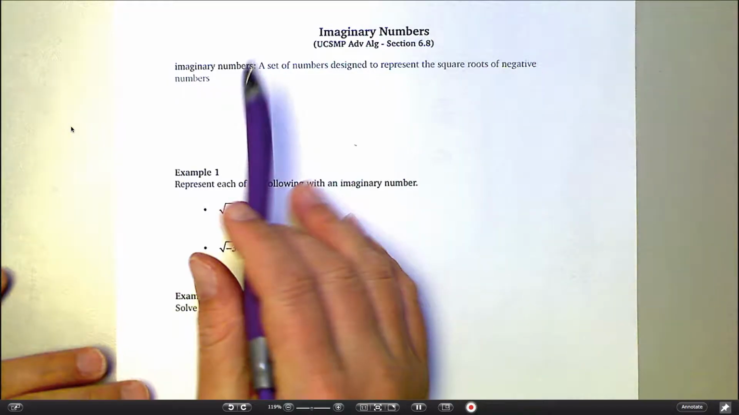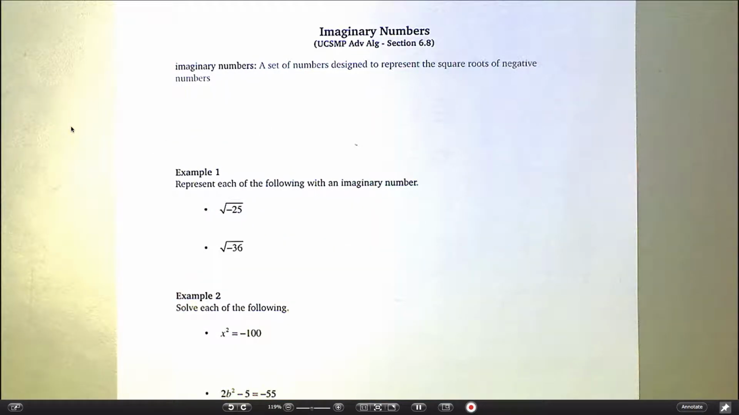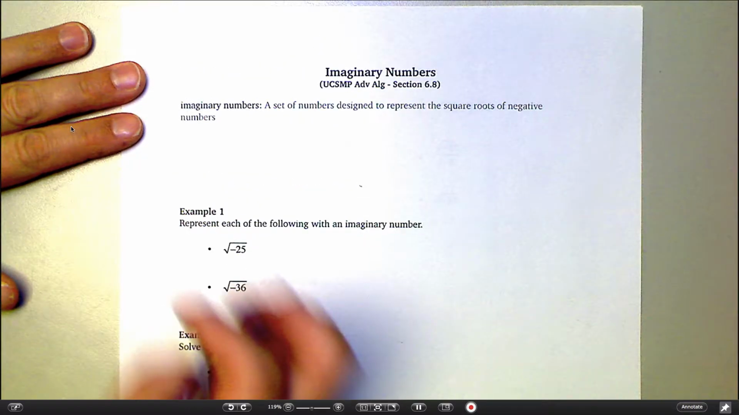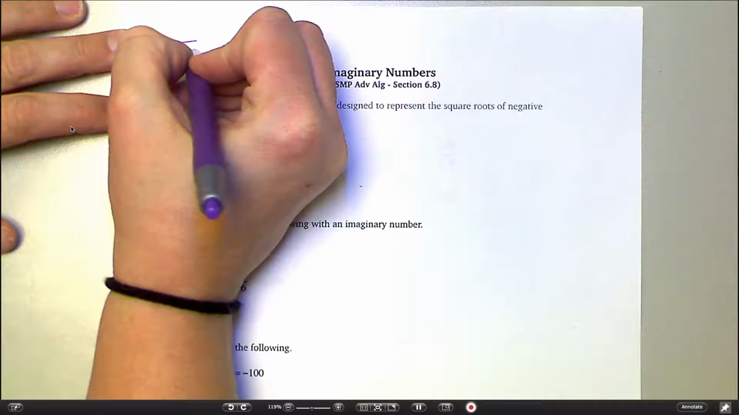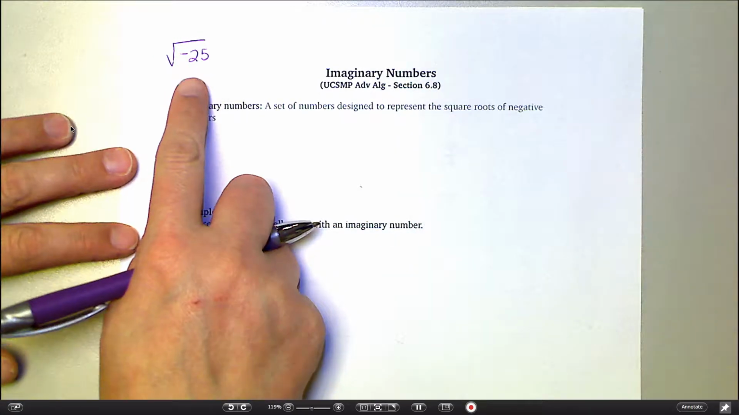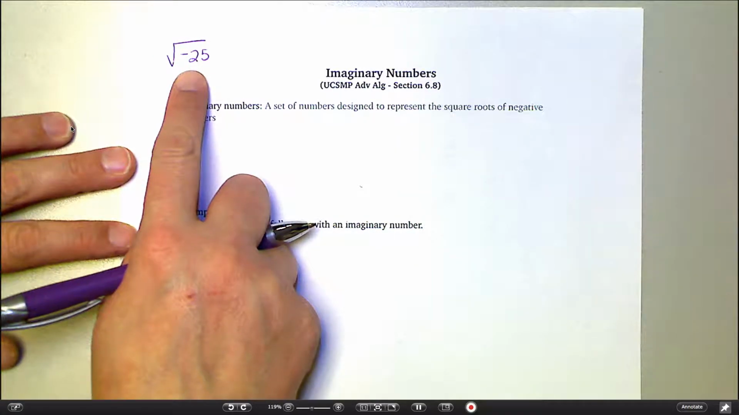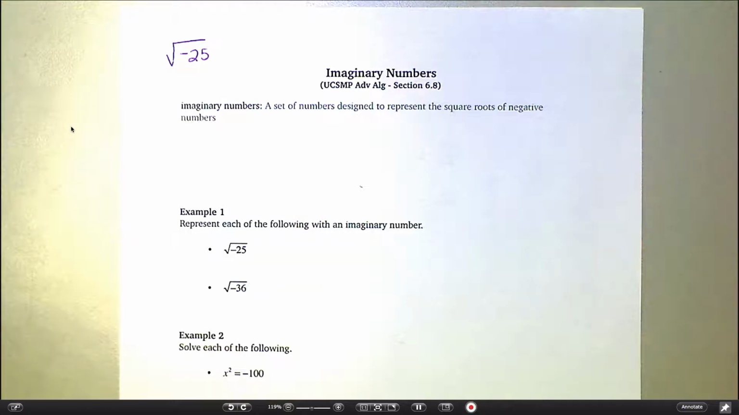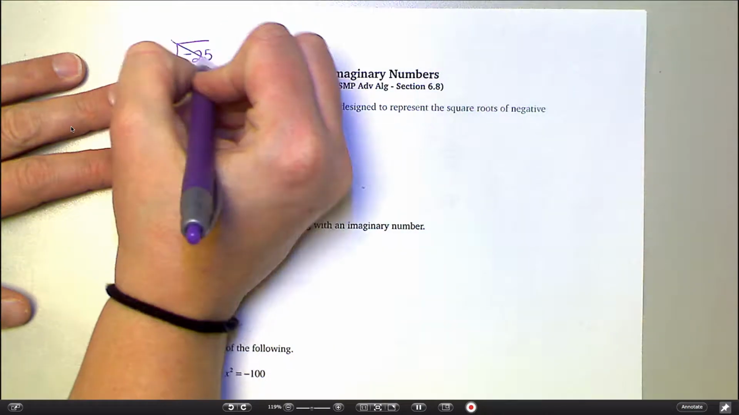There's a definition here for you to get down, but basically imaginary numbers are mathematicians' way of defining square roots of negative numbers. Okay? We've talked a lot before about how you can't take a square root of a negative number because, for example, if you think about the square root of negative 25, there's no way to write two of the exact same number that would multiply to make negative 25. Because if you had two positives, it would come out positive, and if you had two negatives, it would also come out positive. So there's no way for this to happen, okay?